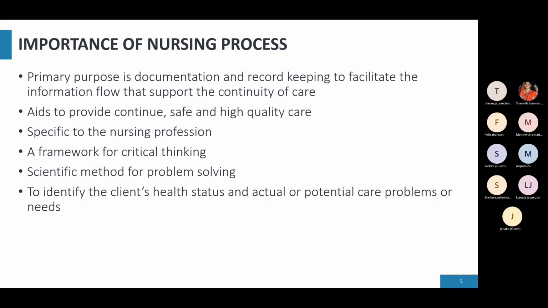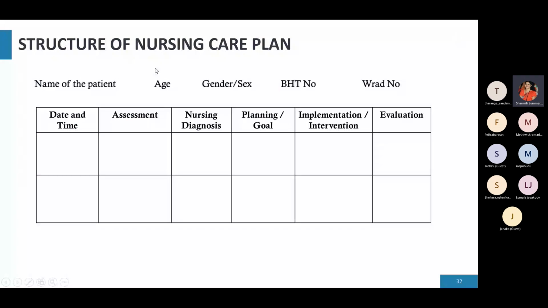This is what we call a nursing care plan. Normally, every nursing officer, after providing any care to the patients, is requested to write a care plan. This is the structure of the care plan. It is in a chart form. Above the chart, they write the patient name, age, gender or sex, and BHT number. BHT means bed head ticket, a separate record, so the number of that BHT, and the number of the ward where the patient is admitted.